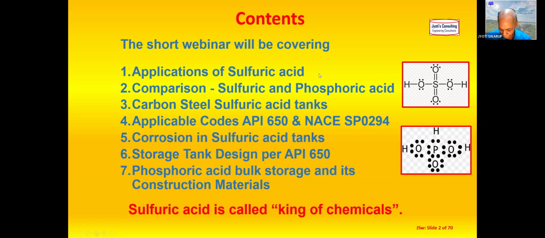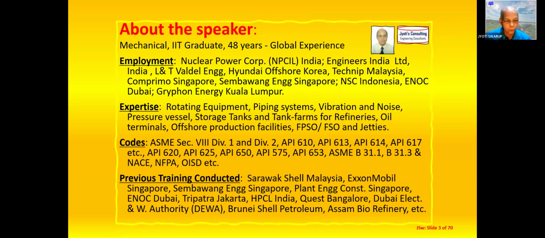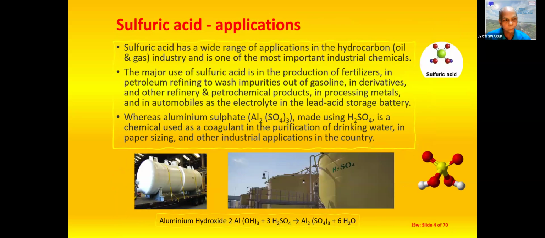chemicals. Now, I will explain why sulfuric acid is called king of chemicals. My brief data Mr. Prakash has already given, so I will skip this now. Now, sulfuric acid applications include the hydrocarbon, oil and gas industry, the industry where I belong, and it is one of the most important industrial chemicals ever produced on the earth.